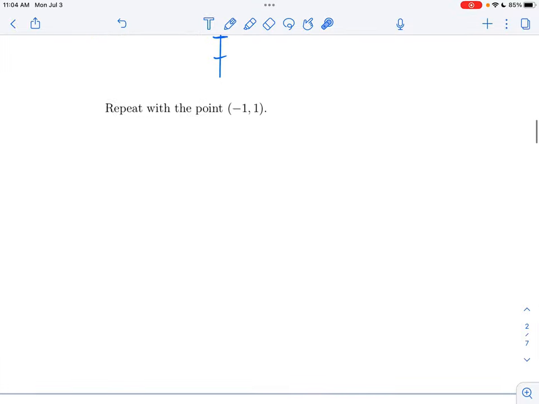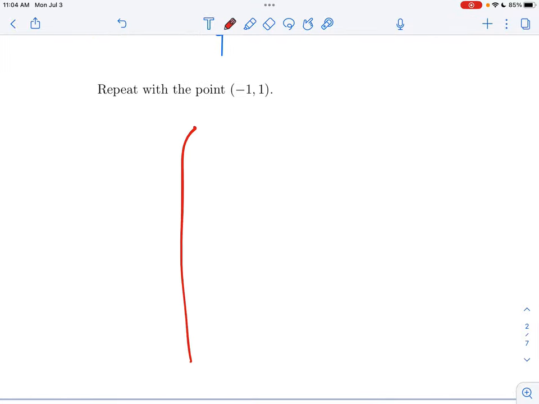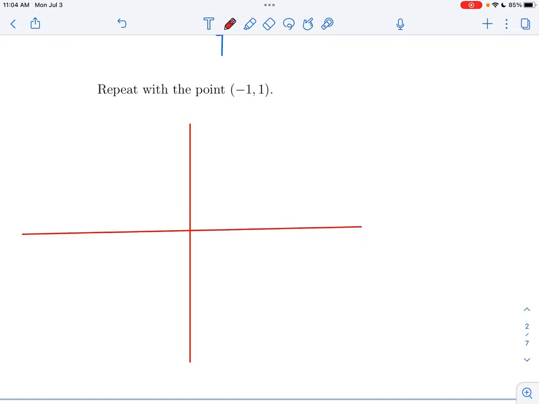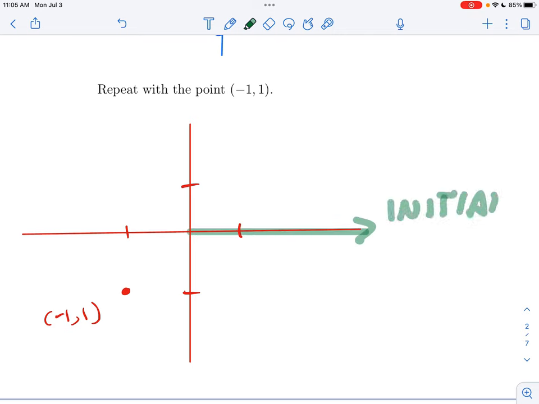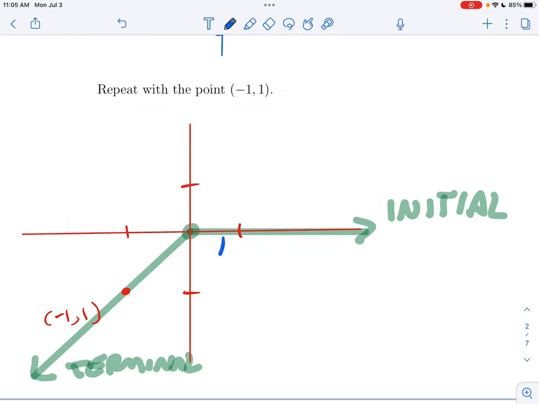What if the terminal side goes through the point negative 1, 1? Let's draw that picture. Let's do this a little more accurately. So the point negative 1, 1 is here. So here is my initial side of the angle. My terminal side starts at the origin but goes through this point. And my angle looks like so. I'm going to draw it this way. So this is going to be a negative angle because I'm rotating in the clockwise direction.